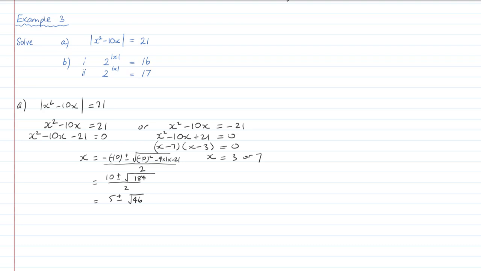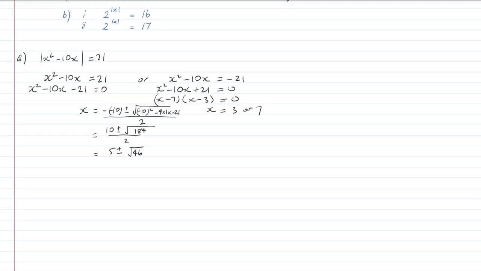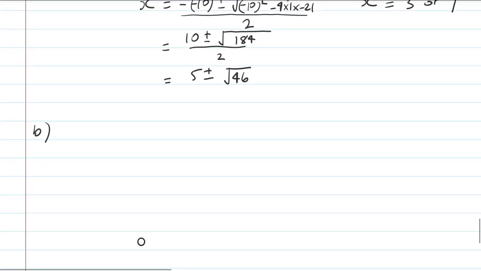Now let's have a look at B. I've deliberately chosen these examples to build us up. What happens if we have that modulus function on the inside? So we start with 2 to the power of modulus of x equals 16. Now, in this case, let's treat it like we're not dealing with the absolute value yet. It's just modulus x. We'll just leave it there.